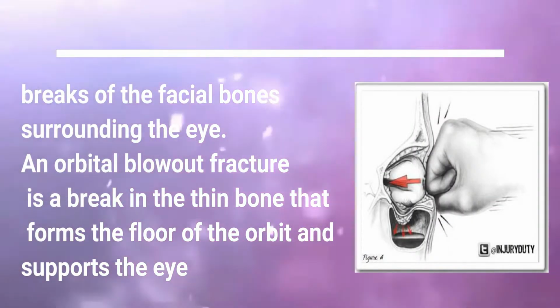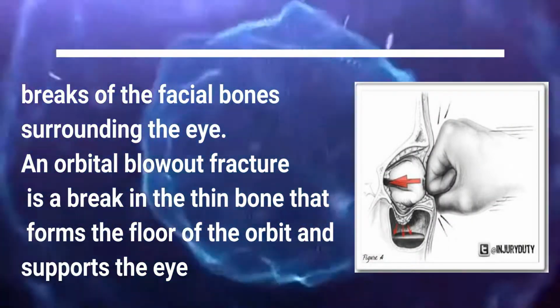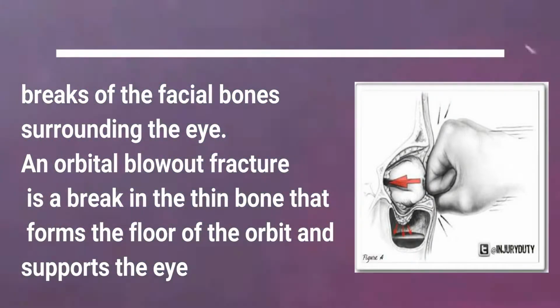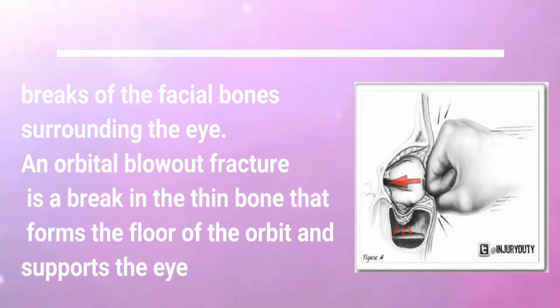Orbital fractures are breaks of the facial bones surrounding the eye. An orbital blowout fracture is a break in the thin bone that forms the floor of the orbit and supports the eye.